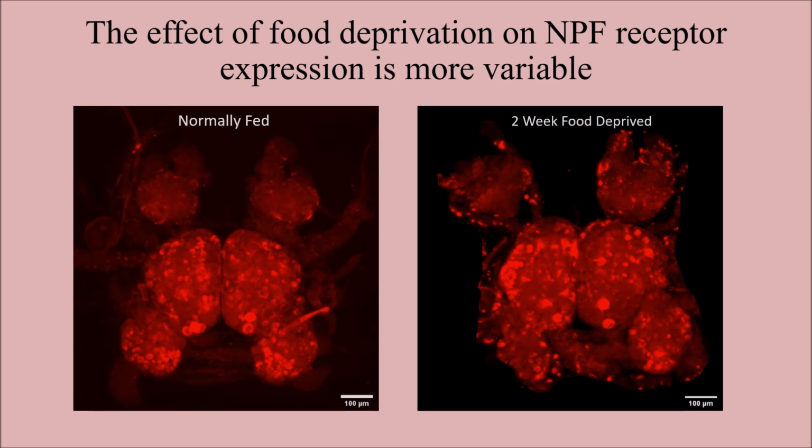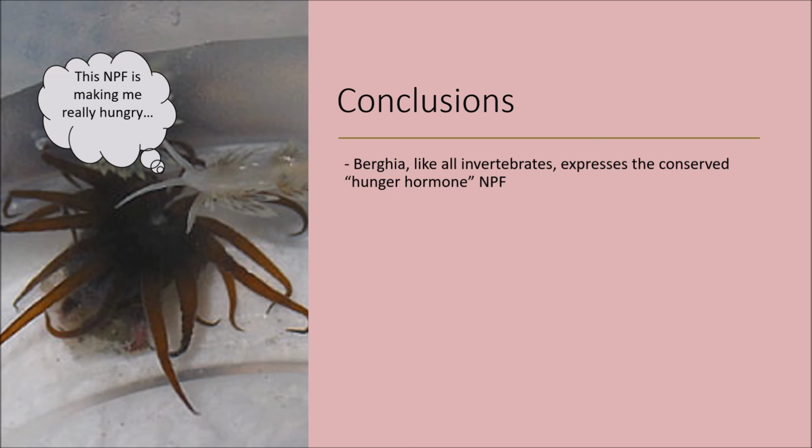This pattern wasn't there for the neuropeptide F receptor though. It seems that as Berghia becomes more deprived of food, the cells expressing the receptor change. Many of the identifiable neurons don't line up between the normally fed and 2-week food-deprived Berghia, meaning that the expression of the receptor for neuropeptide F is more variable as Berghia becomes more hungry.